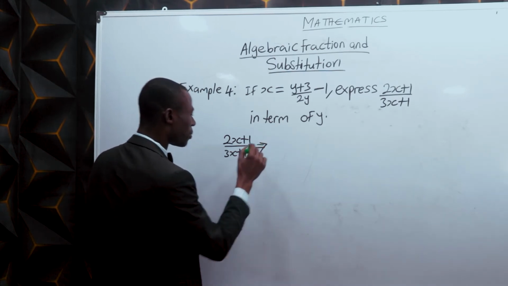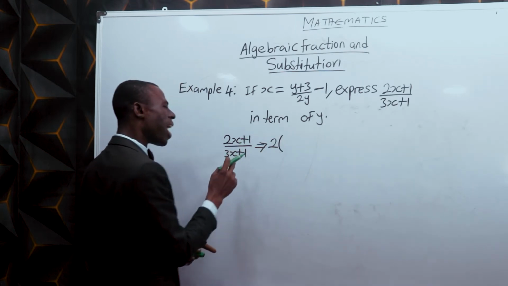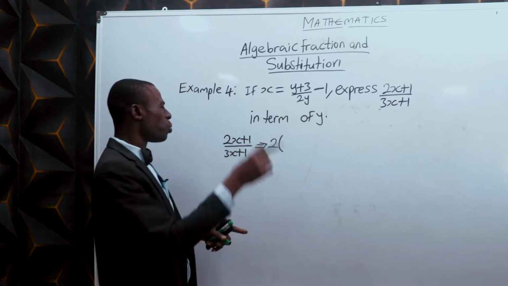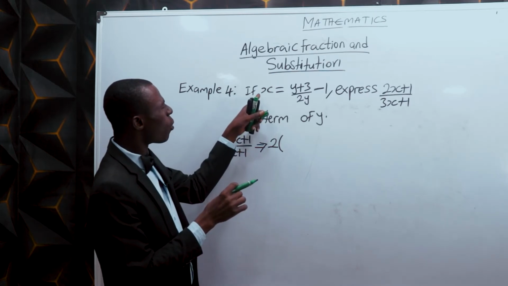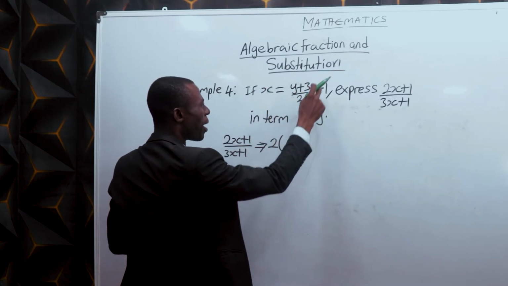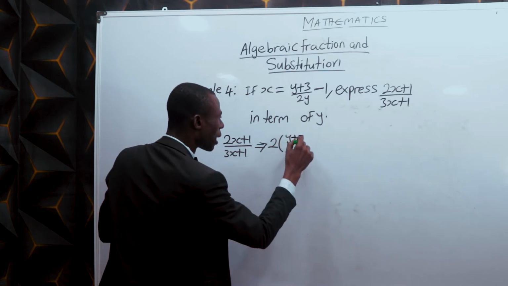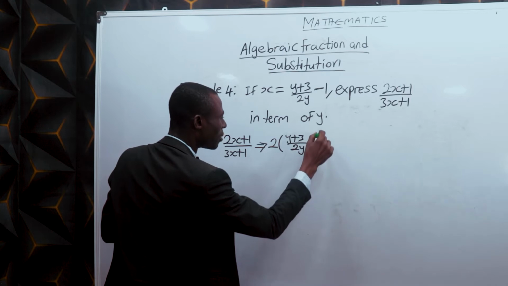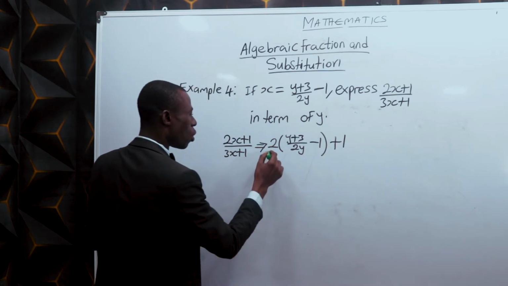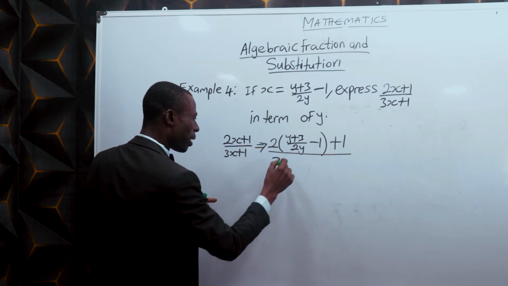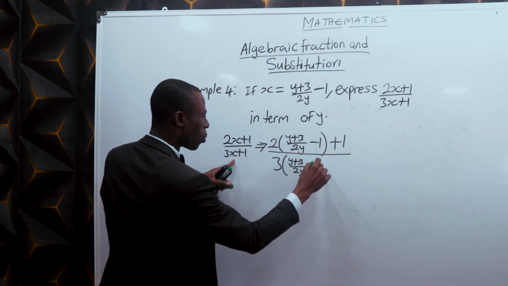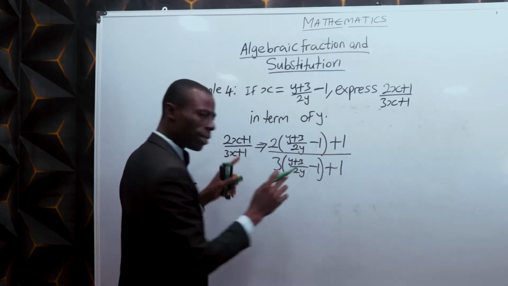You now write 2 into, wherever you see x, you substitute into the position of that x the value that x assumes. According to this, x is equal to y plus 3 over 2y minus 1. So put it there. Y plus 3 over 2y minus 1. That is x. You put in the place of that x plus 1 all over. The same thing you do here. 3 into, what is x? The same thing. Y plus 3 over 2y minus 1. Now plus 1.